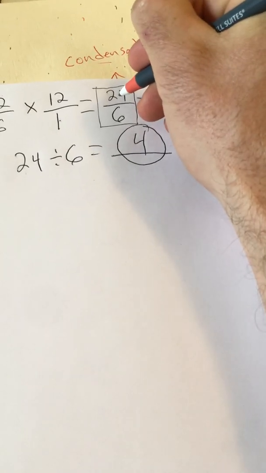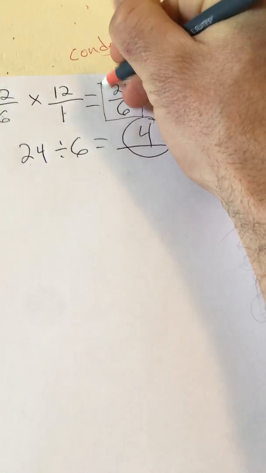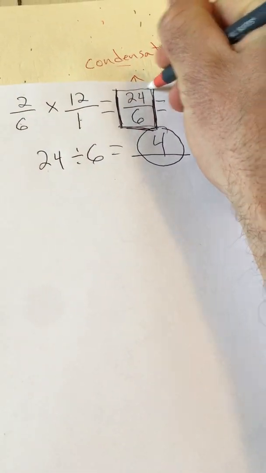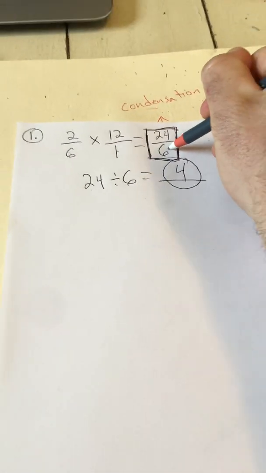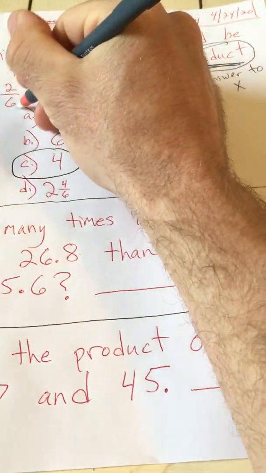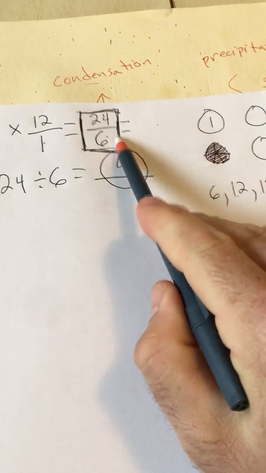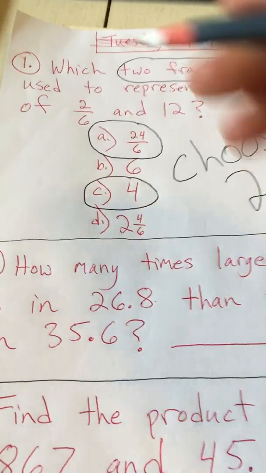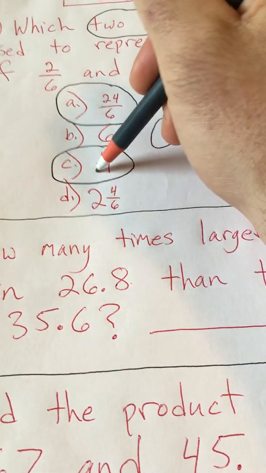Before we divided, it was 24/6. 24 divided by 6 was where we got 4. So 24/6 as an improper fraction also represents the product of 2 6 times 12. So 24/6, we already had that answer. We just need to look carefully and go back to this improper fraction was our product before we divided it to get the final answer of 4. So 24/6 and 4 are both the same thing. These are equivalent. So those are both correct.